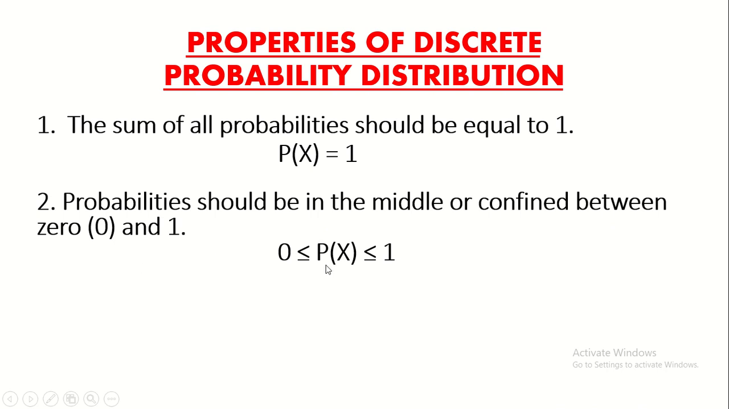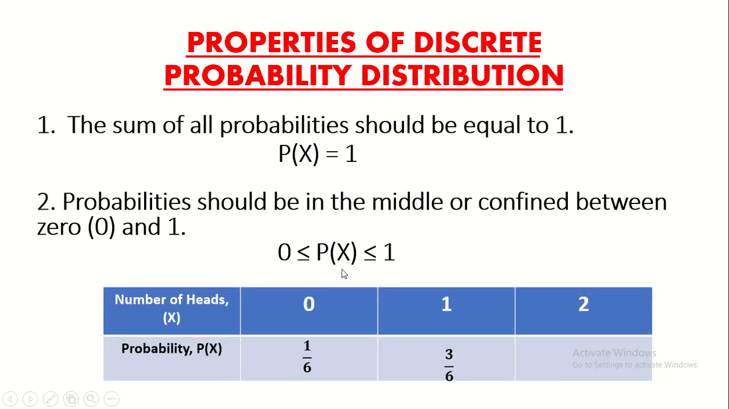Ibig sabihin, yung P of X daw dapat hindi siya magiging negative at bababa kay 0 at hindi rin naman siya dapat tumaas kay 1. Hindi siya pwedeng maging 1.1 pataas.